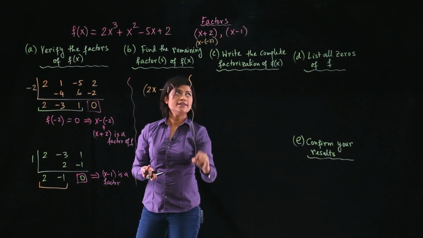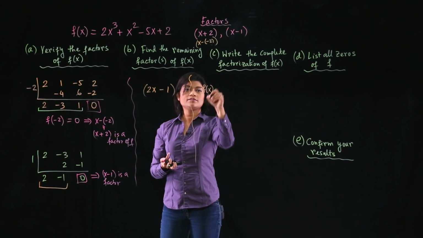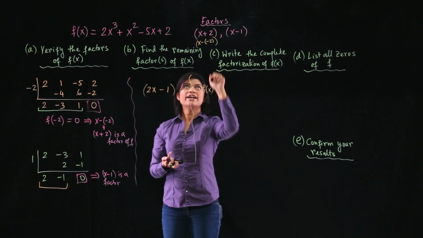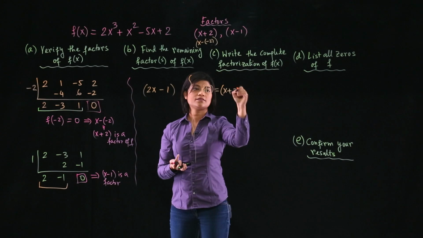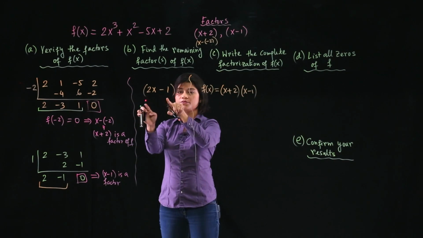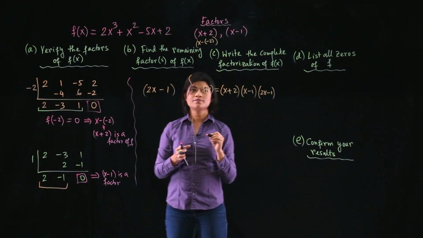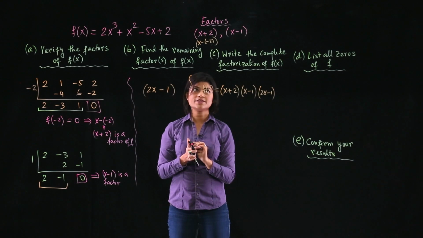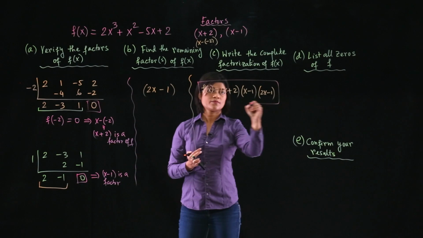So what is the complete factorization of the function? We have the two factors that were given to us, which we verified: x plus 2 and x minus 1, and the last one we found in part B, 2x minus 1. So this is the complete factorization of this function.